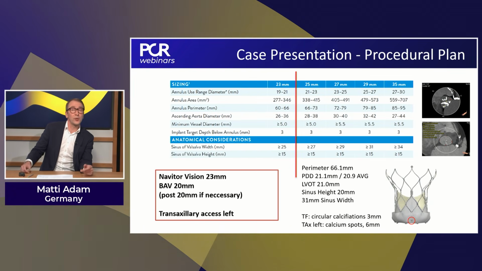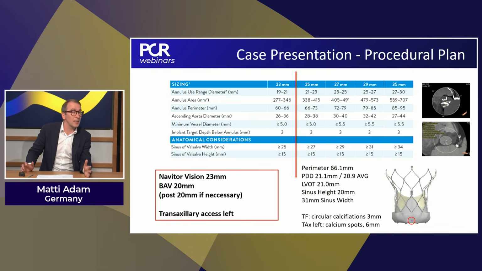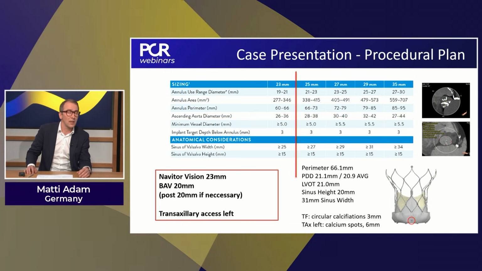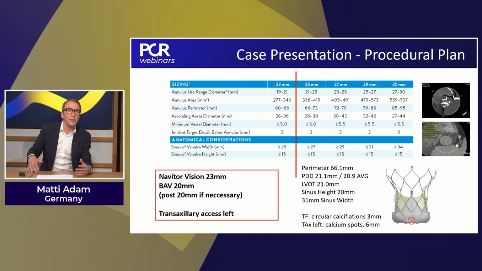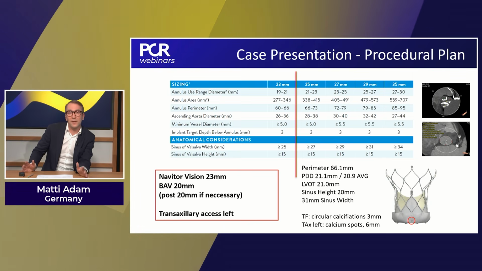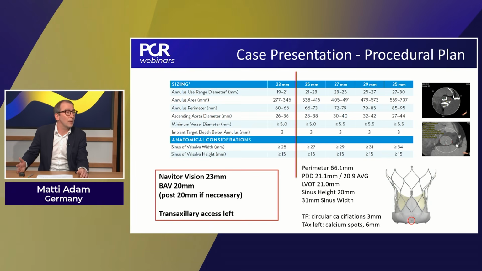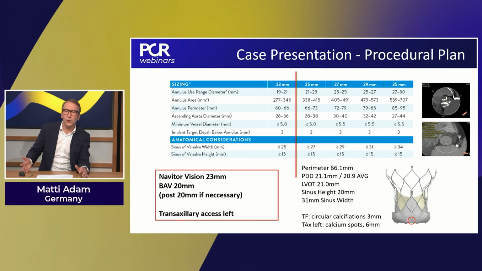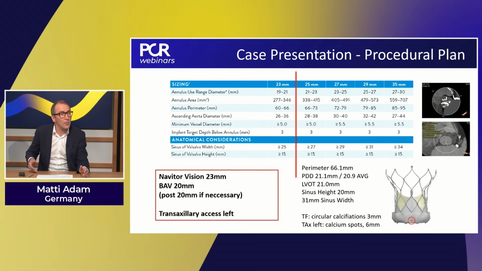The procedural plan that we developed is a transaxillary left access, as you might have realized from the last slides. But we also decided to use a Navitor Vision 23 valve, and that's maybe another discussion that we can have. We're right between the 23 and the 25, with the perimeter-derived diameter of 21.1 and LVOT of 20, average 20.9. We do have room in sinus height and width, I think, for both valves. Access would not be different because 23 and 25 go through the same system. So that's not a point.